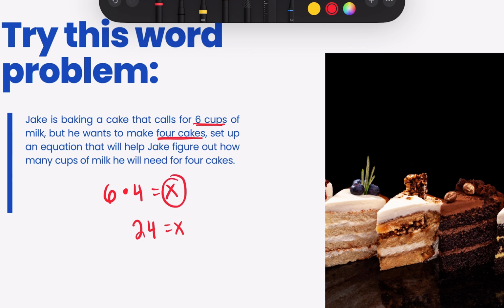So that means that Jake will need 24 cups of milk. So that is a quick introduction to variables and why we use them.